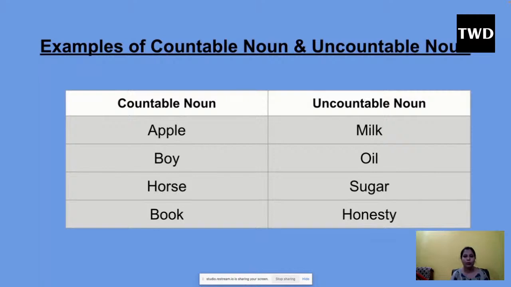Like countable nouns, we have got apple, boy, horse, book. And under uncountable noun, we have got milk, oil, sugar, honesty, and so many other things can come, like rice, sand, stars. These all things are uncountable.